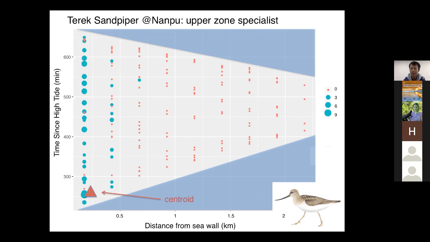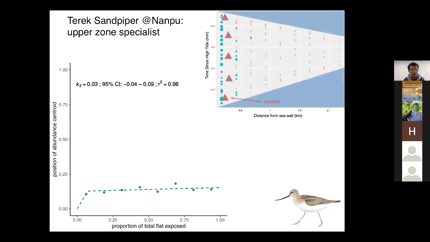So if we look at the position of the centroid, we can see again that the centroid starts off pretty close to the seawall. And when the tide recedes, it will stay very close to the seawall until the tide covers the upper tidal zone. So for the upper zone specialist on the centroid plot, what we get is a segmented relationship. The centroid will move away from the seawall at first, but at some point, it will remain relatively unchanged because the bird remains at the upper tidal flat even when the entire tidal flat is exposed.